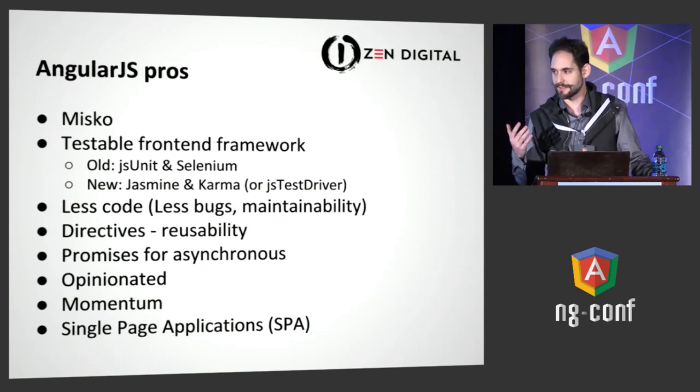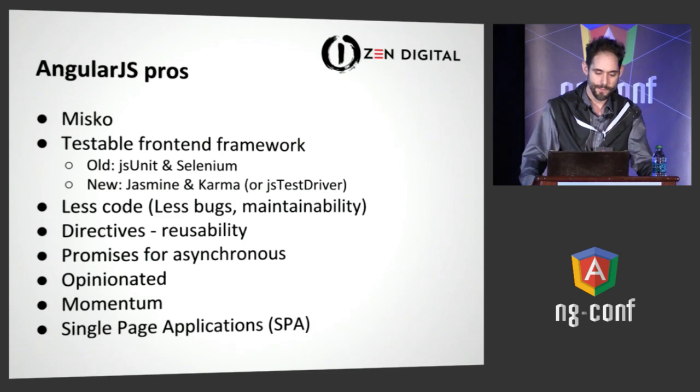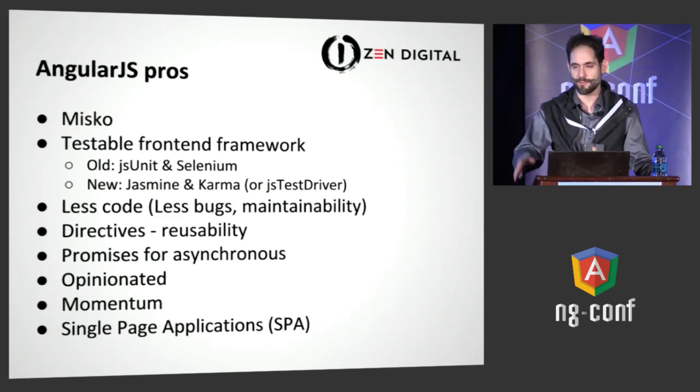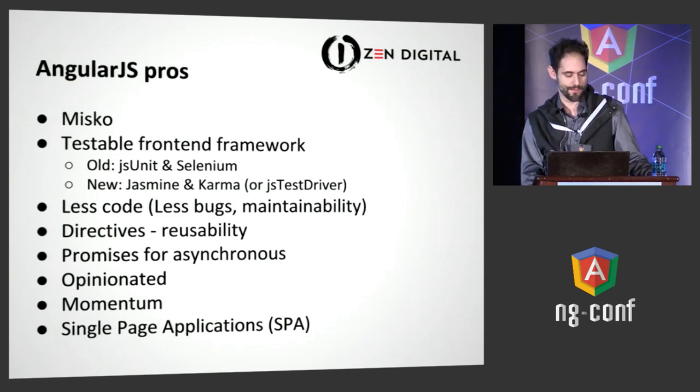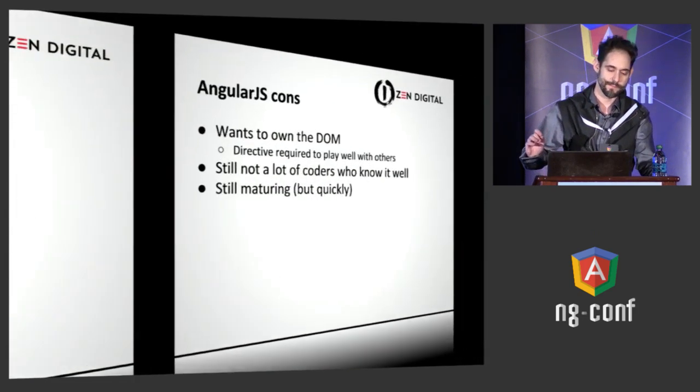I used to do a lot of testing in my front ends, and I used to use JSUnit and Selenium, and now we're able to still do testing, agile development with Jasmine and Karma, and I used to use JS Test Driver before Karma. Angular has less code, therefore less bugs, maintainability. A lot of this stuff you already know, so I'm going to go over this slide pretty quickly. It's got directives for usability, promises for asynchronous. It's an opinionated framework. It's got momentum right now and allows you to create single-page applications.